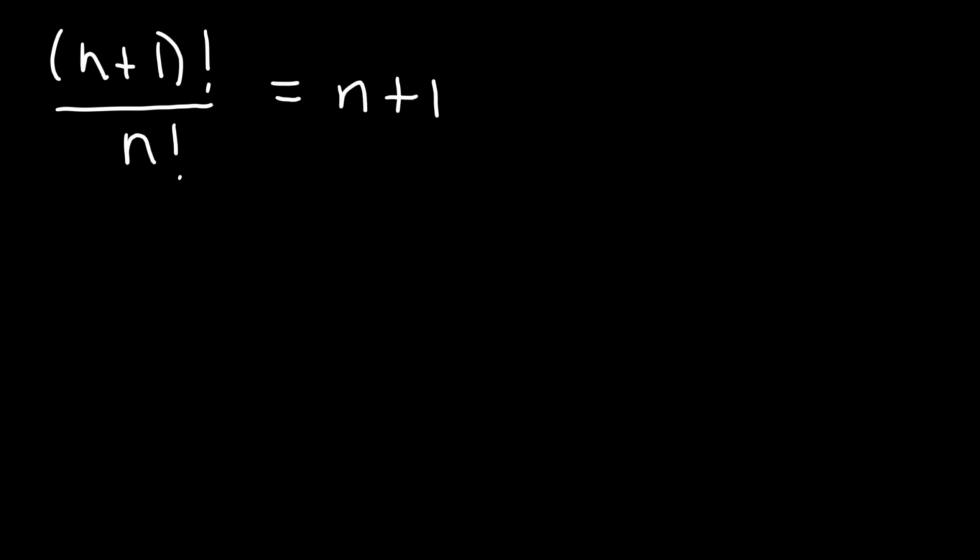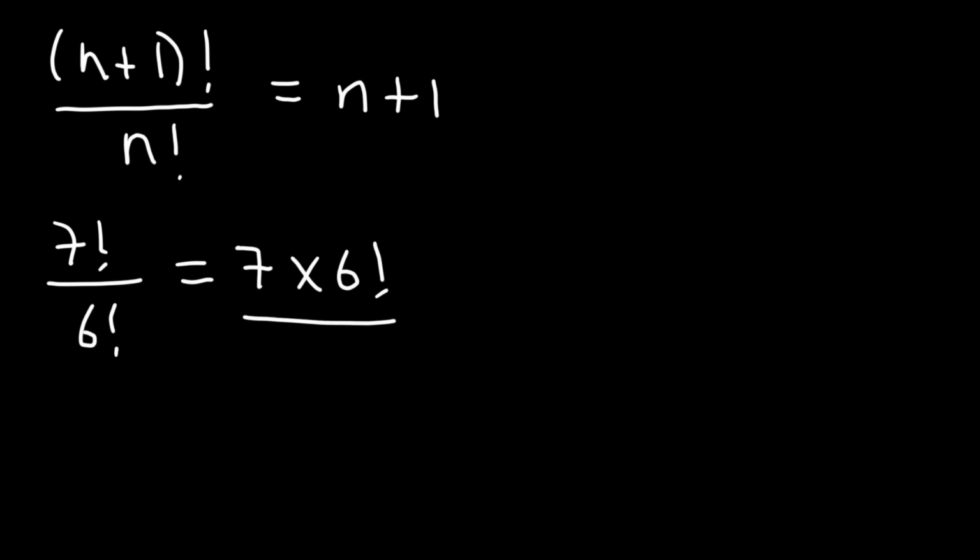Now the other thing, whenever you have, let's say, n plus 1 factorial divided by n factorial, this will be equal to n plus 1. For example, let's say n is 6, so this will be 6 factorial. And then 6 plus 1 will give us 7, so this will be 7 factorial. This will be equal to, now 7 factorial is the same as 7 times 6 factorial, and then divided by 6 factorial. This will cancel with that, and so we shall remain with 7.